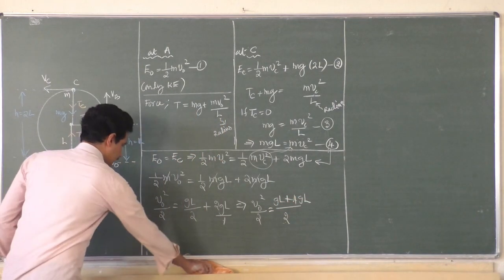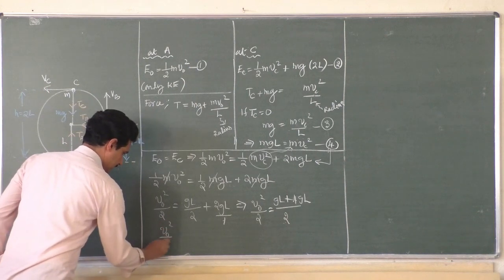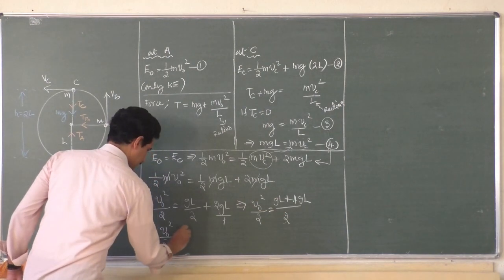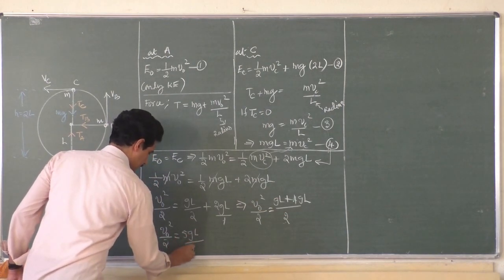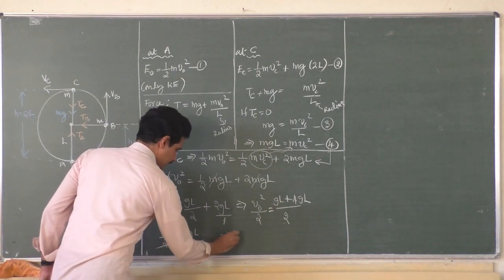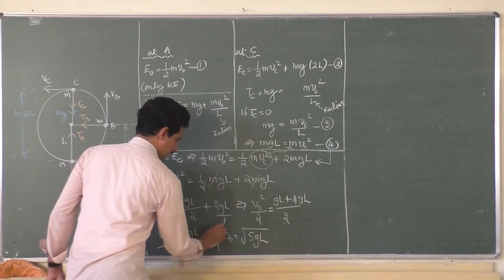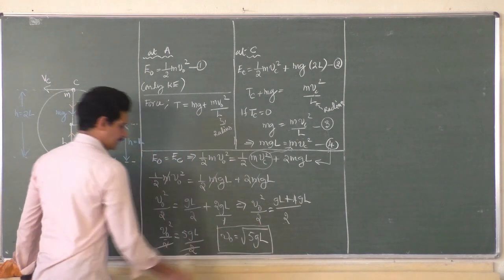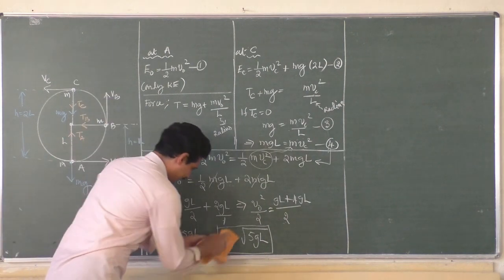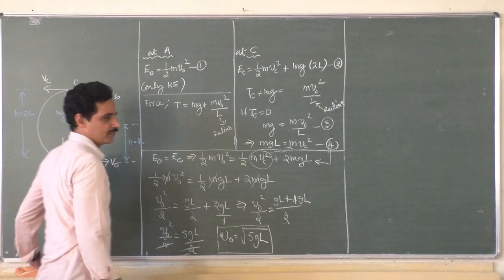So you will get V naught square by 2 is equal to 5gL by 2. The 2 gets cancelled. What is V naught? V naught is equal to square root of 5gL. This is the equation I was expecting. V naught is equal to root of 5gL.